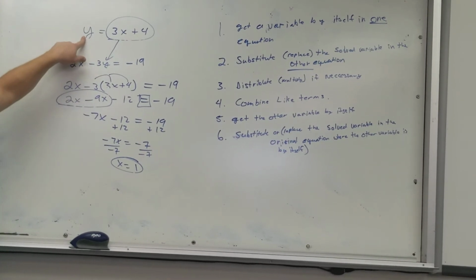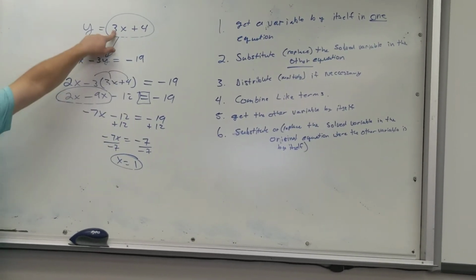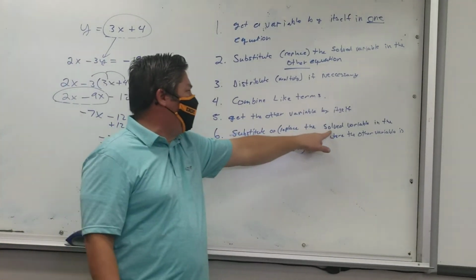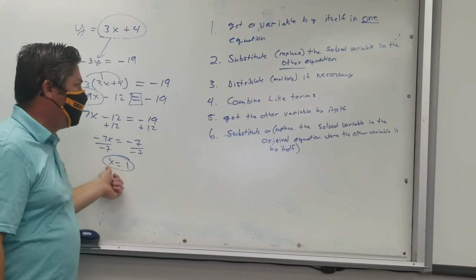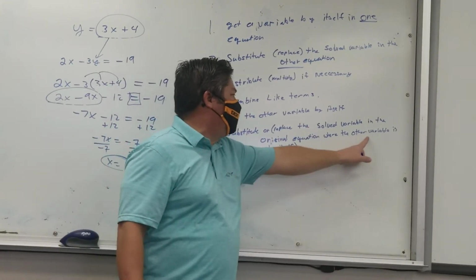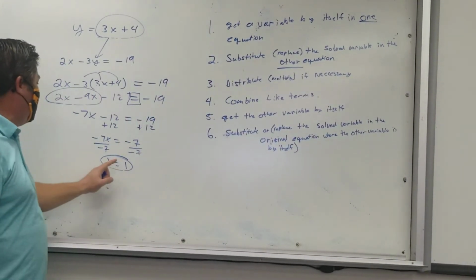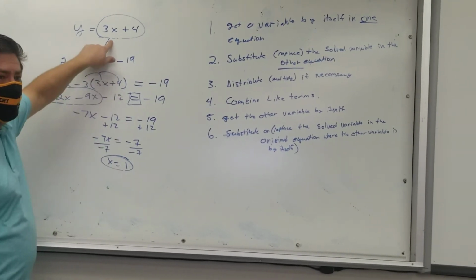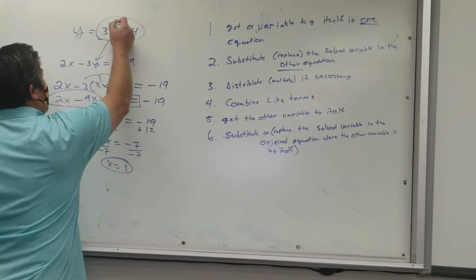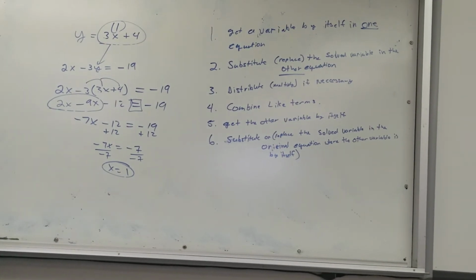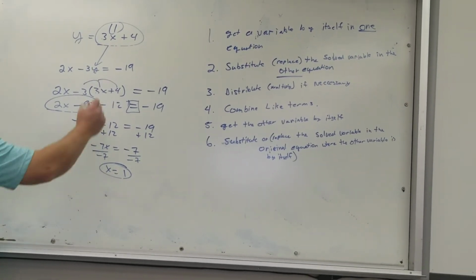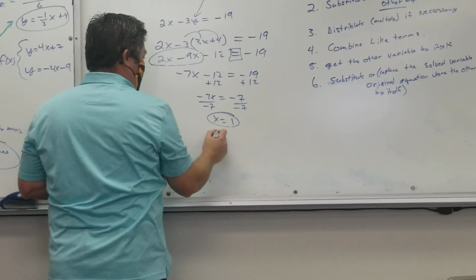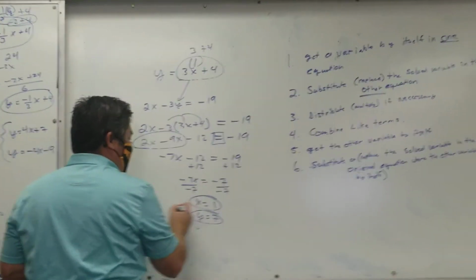See how the y is by itself? I'm going to replace the x in that same equation where the y is already by itself. That's what this is saying. Substitute or replace the solve variable, that's the x, in the original equation where the other variable is by itself. So I'm looking for which equation has the y by itself. It's right here. Now I just replace it. What's 3 times 1? 3 plus 4 is 7. So y is 7. Okay?